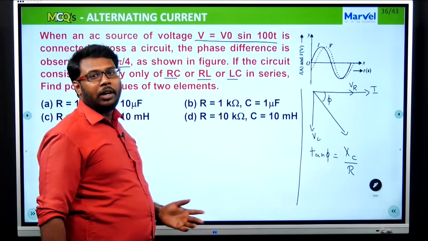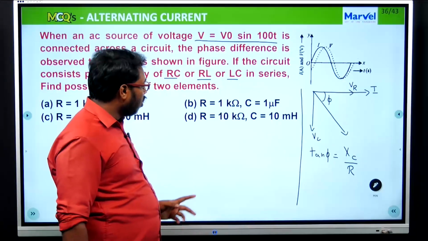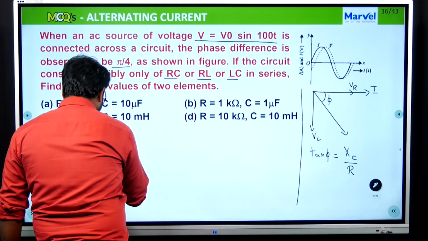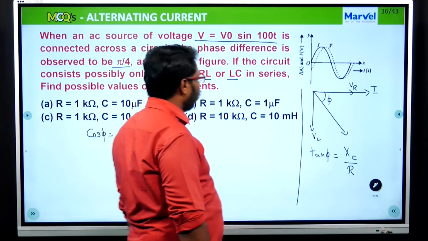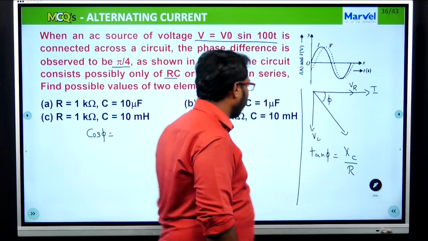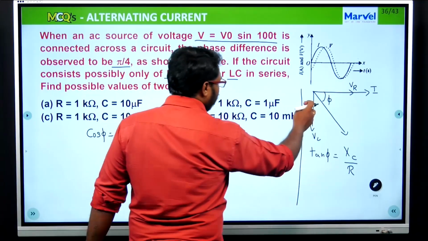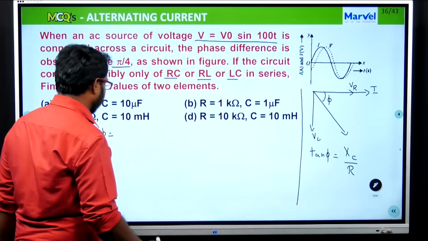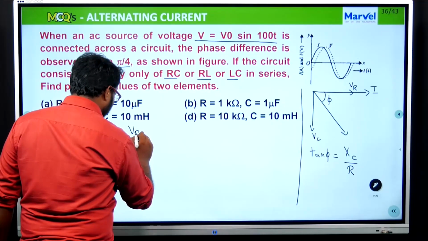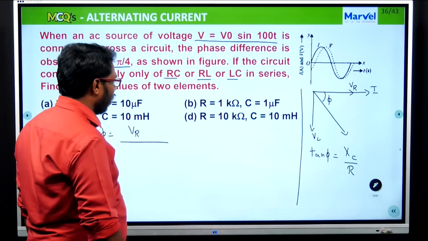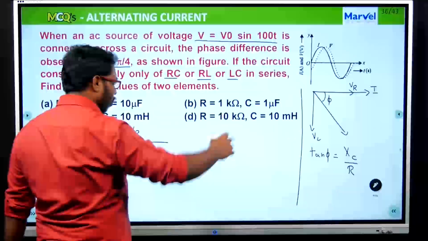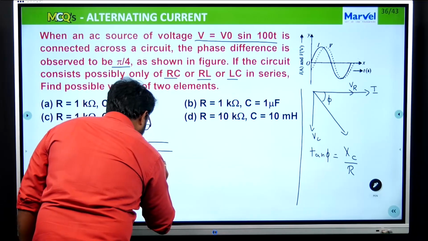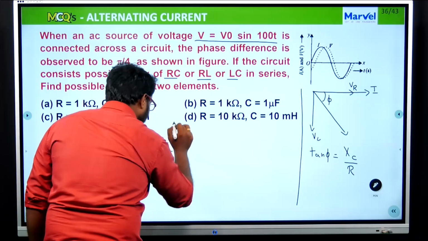Instead, I will go for a different one. I will go for cos phi. Listen, cos phi is equal to adjacent by hypotenuse. So what is adjacent? Adjacent is nothing but VR divided by the hypotenuse, which is the root of VC squared plus VR squared.